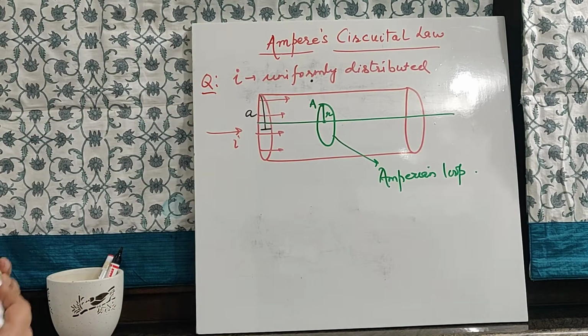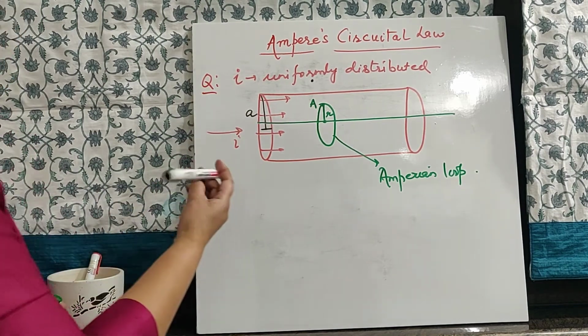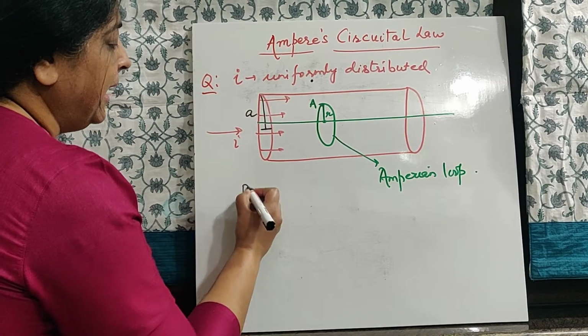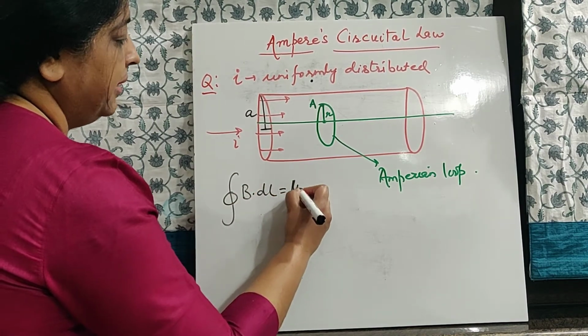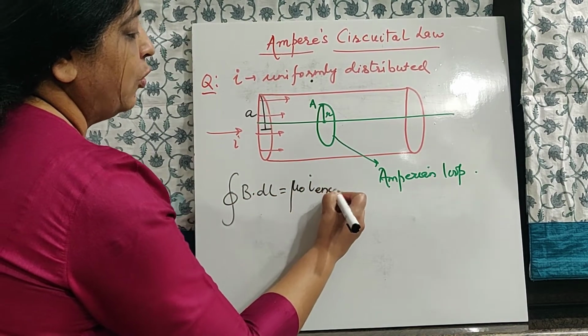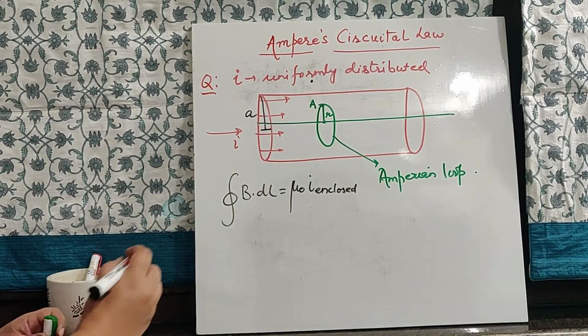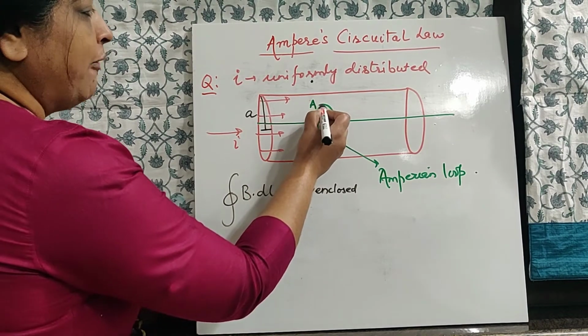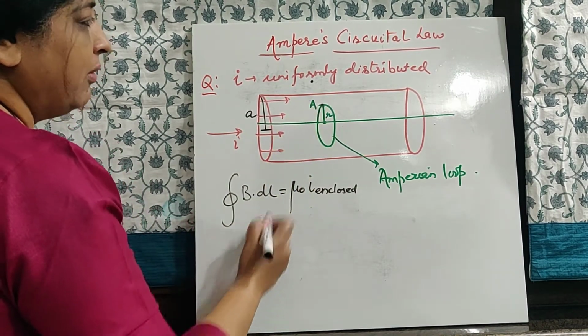Now, how will we apply Ampere's circuital law here? We know that the closed integral of B dot dl is mu naught times I enclosed. Right? Now, because you have to find out B over here, B you have to find out.